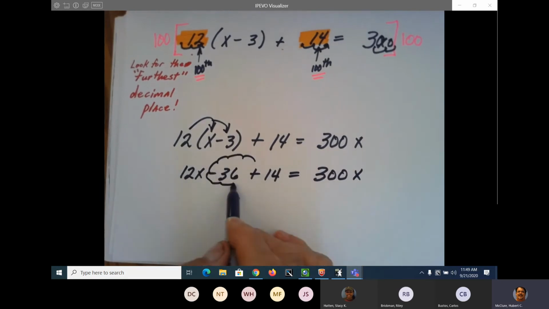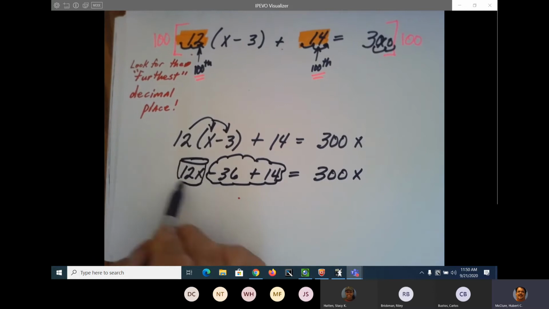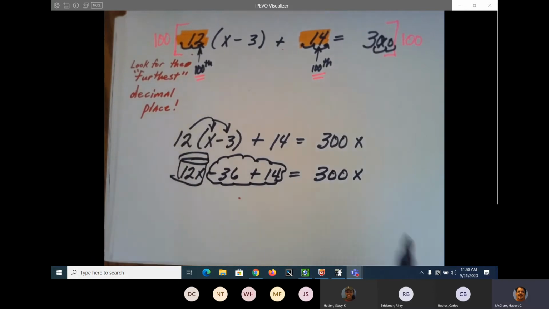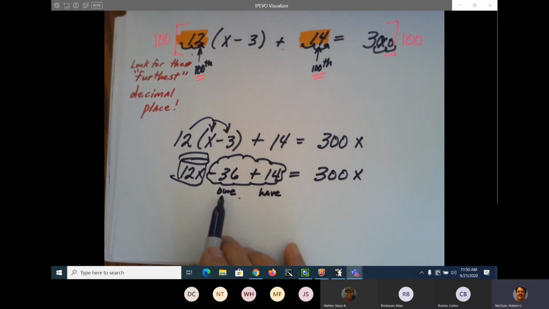Combine like terms here. This is the smallest bucket. It goes across the river. So you owe $36. You have $14. If you owe $36 and you have $14, you're going to owe some more money. And of course, we're going to owe what? $22? We still owe $22, right?